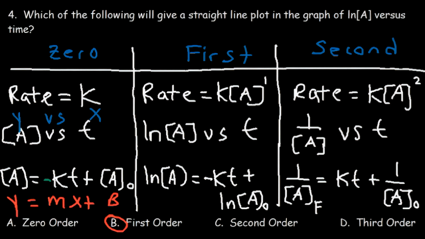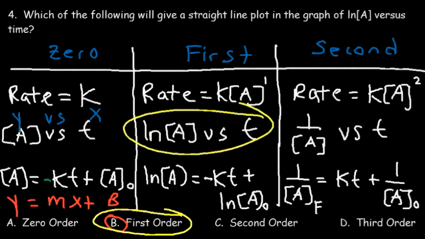But the answer to this problem is answer choice B. A first order reaction will give you a straight line plot if you were to graph the natural log of the concentration of A versus time.